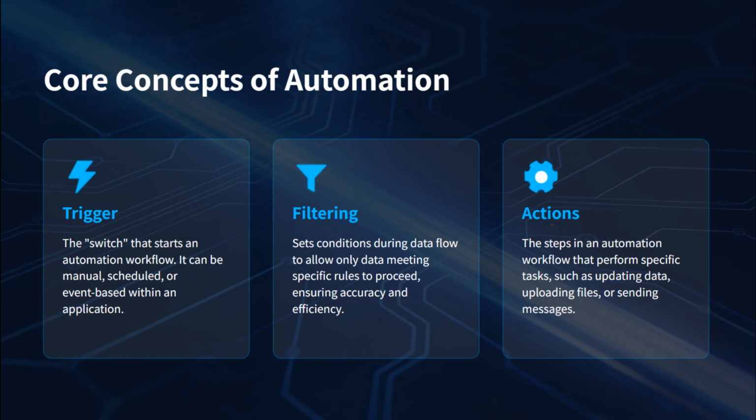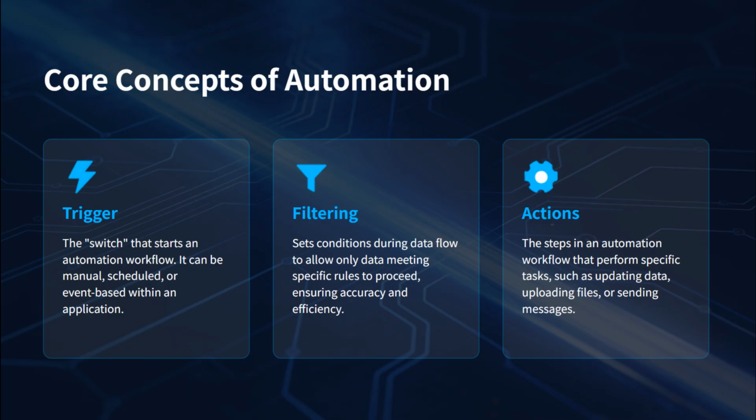Filtering. This is your quality check. As data moves through the workflow, you set simple rules. Only data that meets the rules can keep going. You cut out the useless stuff and keep only the important data, so your workflow doesn't waste time on irrelevant things. Actions. These are the actual tasks the workflow does. Things like updating a spreadsheet, sending a message to your team, adding a request to a to-do list, or saving data to Google Sheets. Every action is a step that gets you closer to your goal.